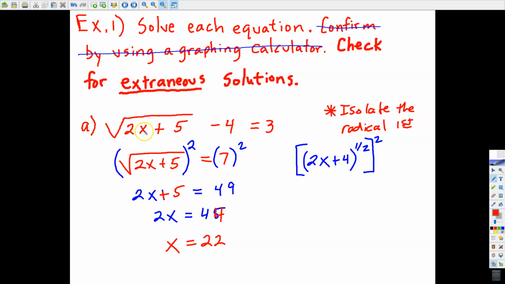So let's plug 22 in for x and do this math. 2 times 22 is 44. 44 plus 5 is 49. The square root of 49 is 7. 7 minus 4 is 3. In this case, there is no extraneous solution. The solution that we got works. It makes the equation true. And so that's my answer.